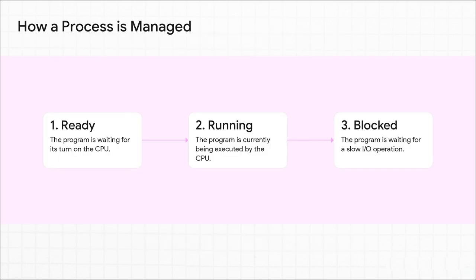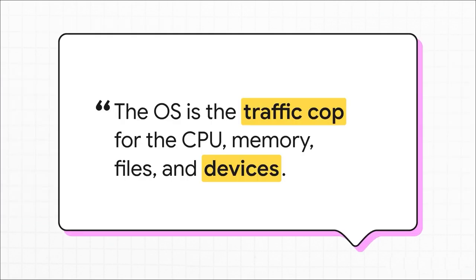So how does the OS actually pull off this juggling act? Well, every program, or process, is always in one of three simple states. It's either running, meaning it's actively using the CPU right now. It's ready, meaning it's in line waiting for its turn. Or it's blocked because it's waiting for something slow, like a file to load. The moment a running process gets blocked, the OS instantly grabs a process from the ready queue to take its place.